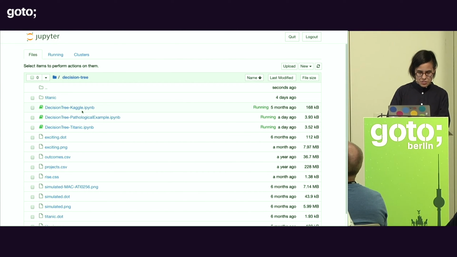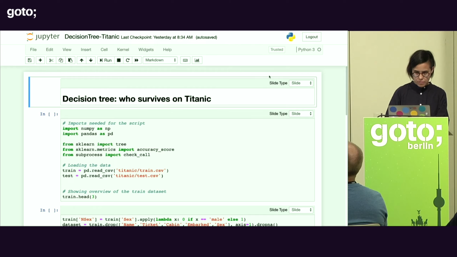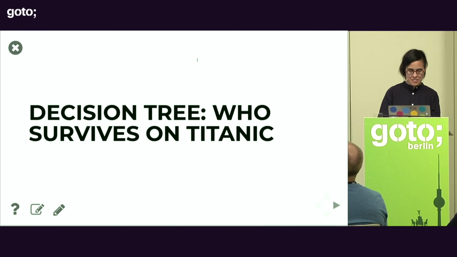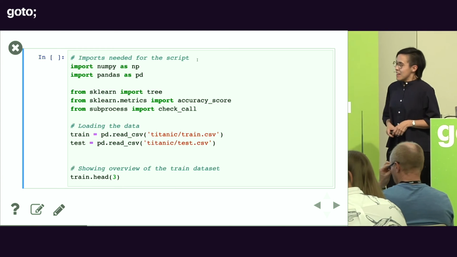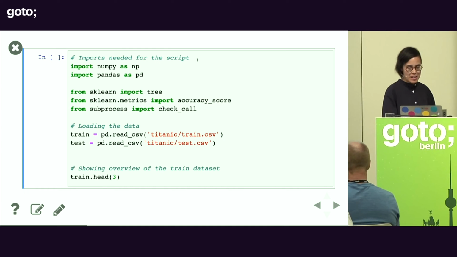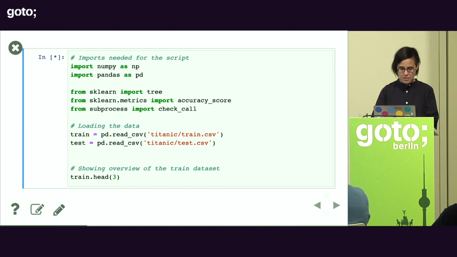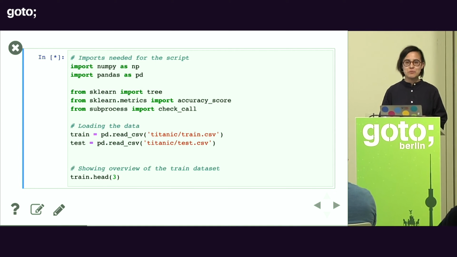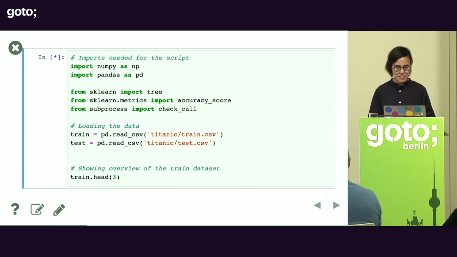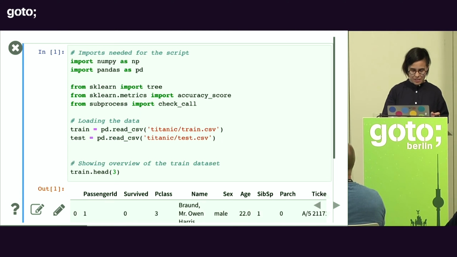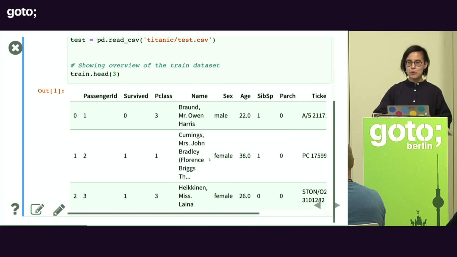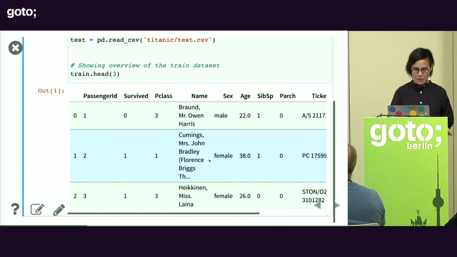So let's look at decision trees. A Hello World example for decision trees is the Titanic dataset, who survives the Titanic. And here I'll be using Python, because why not? If you do data science, you basically use whatever language gives you the best tools. And the dataset, who has seen the Titanic dataset? Oh, a couple of people, nice.